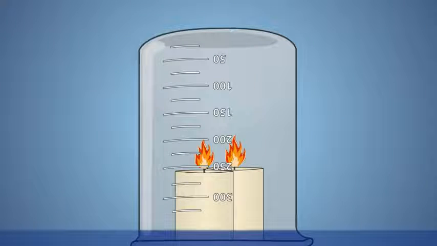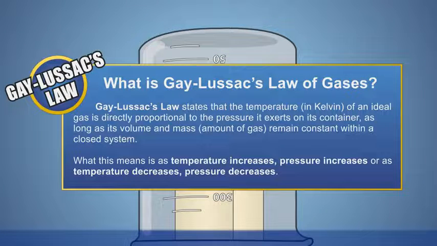Let's look at this experiment a little closer. Lussac's law states that when a fixed amount or mass of an ideal gas is kept at a constant volume and in a closed system, then its temperature and pressure are directly proportional. What this means is that when a gas's temperature increases, its pressure increases, or as its temperature decreases, its pressure decreases.